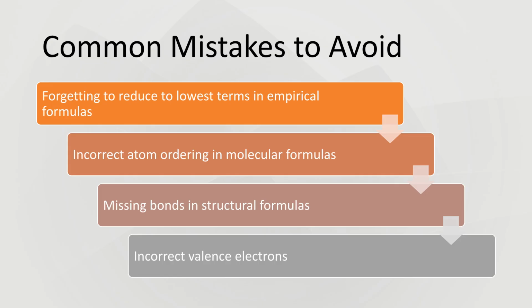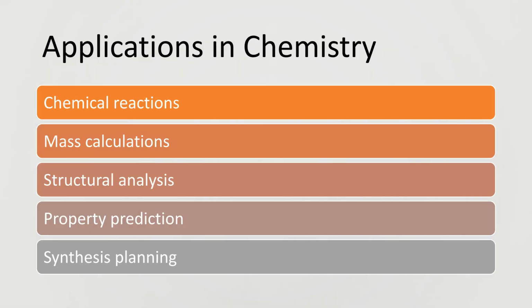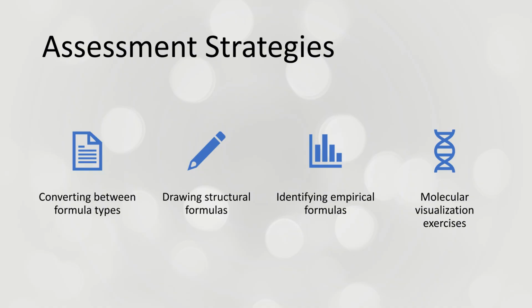Also, ensure correct atom ordering and avoid missing bonds or incorrect valence electrons in structural formulas. These formula concepts have many applications in chemistry, including mass calculations, structural analysis, property prediction, chemical reactions, and synthesis planning. Strategies for assessment include exercises in converting between formula types, drawing structural formulas, identifying empirical formulas, and molecular visualization exercises.